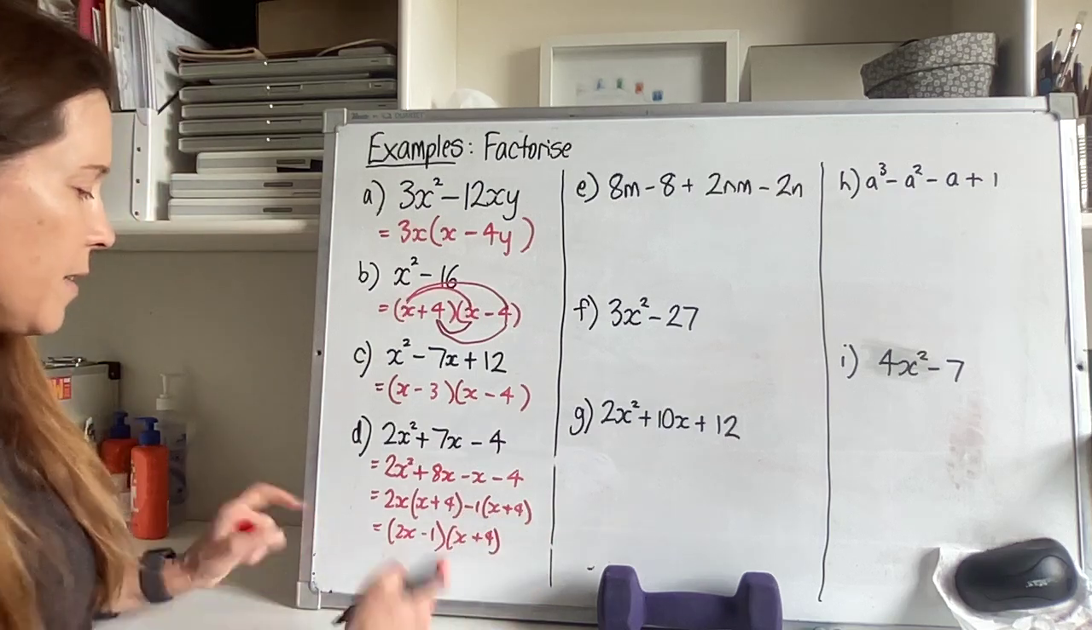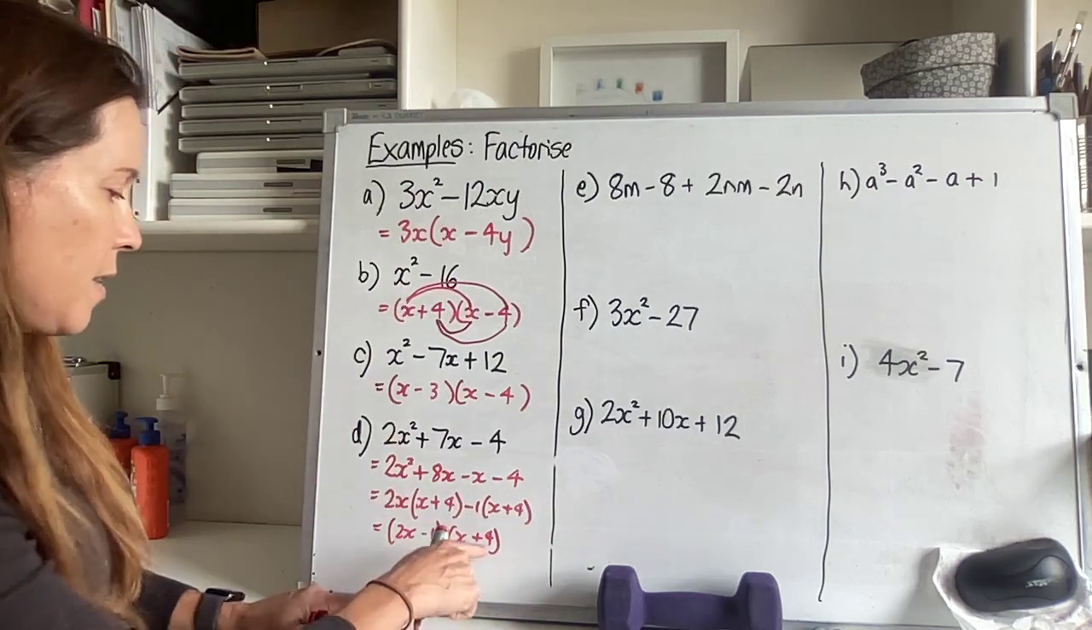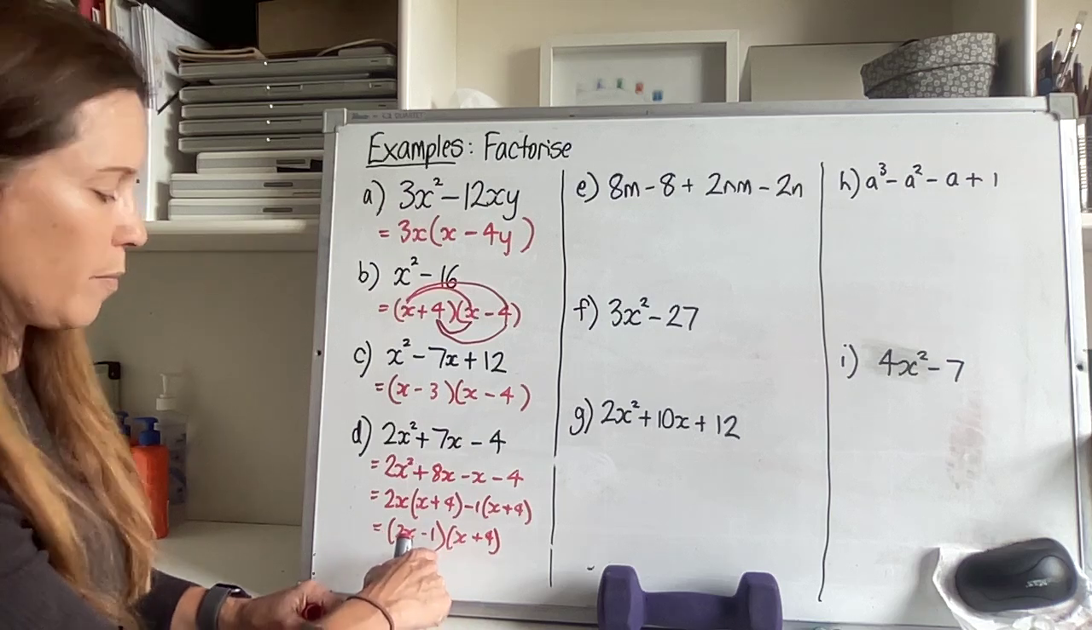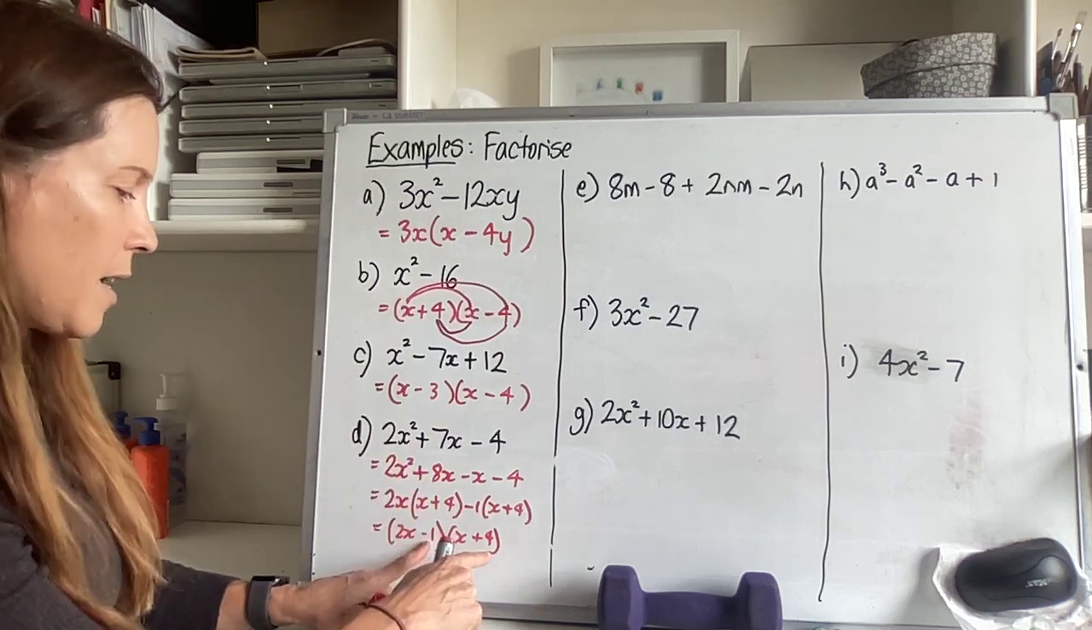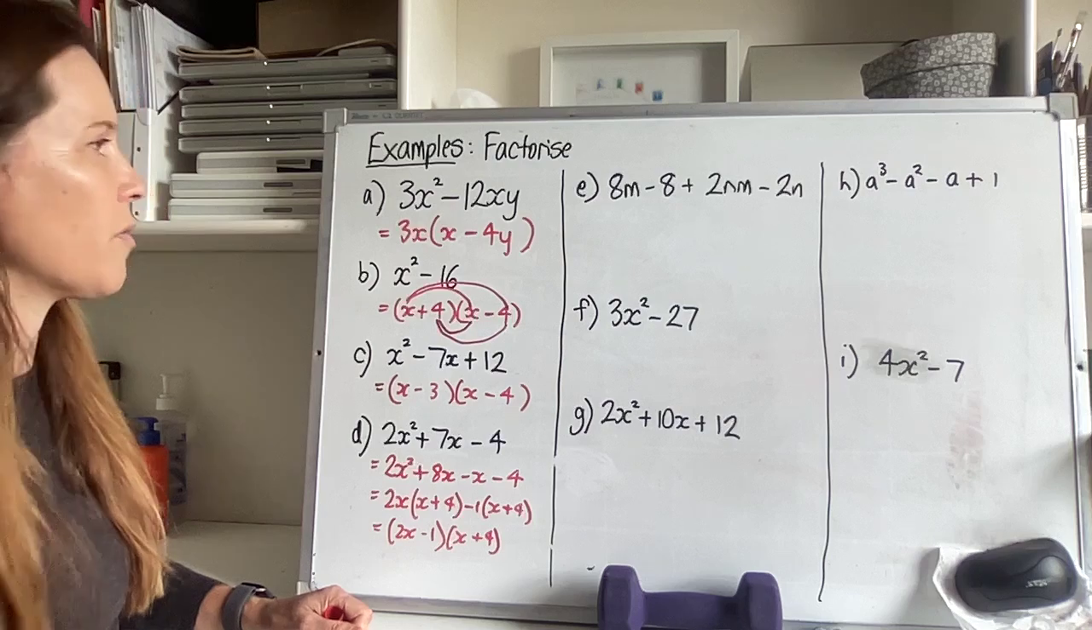And then I can double check my answer. The first is 2x squared, the outsides is 8x, the insides is minus an x, that gives me the 7x, and negative 1 times 4 gives me the last term, so I've got it.